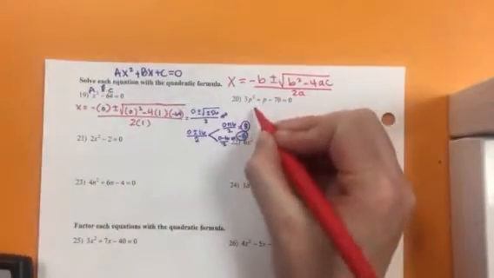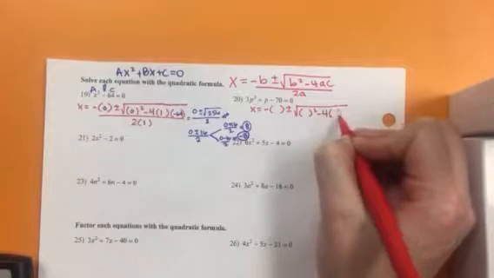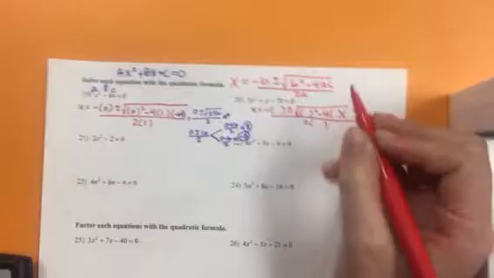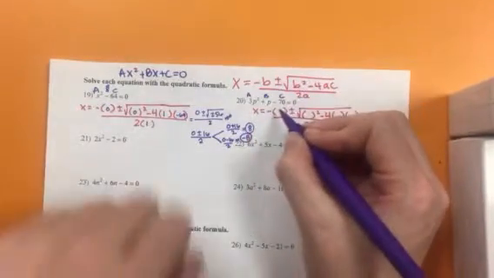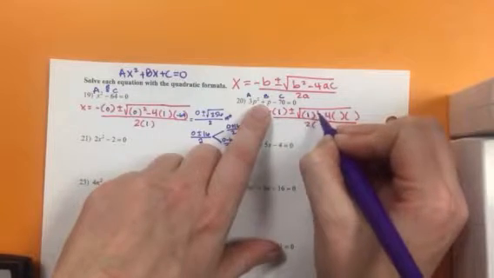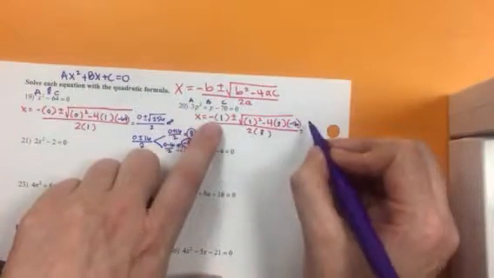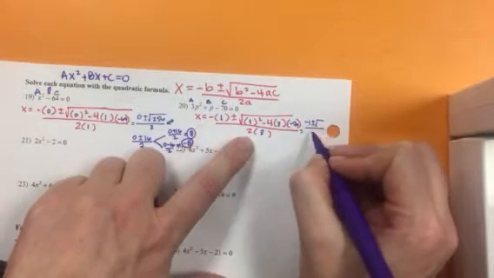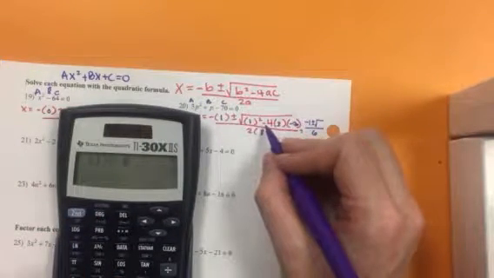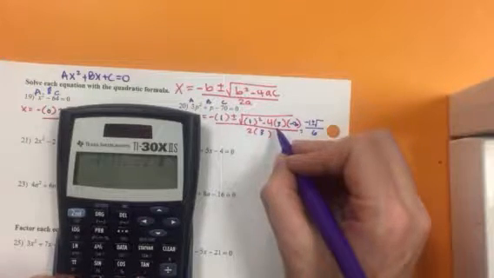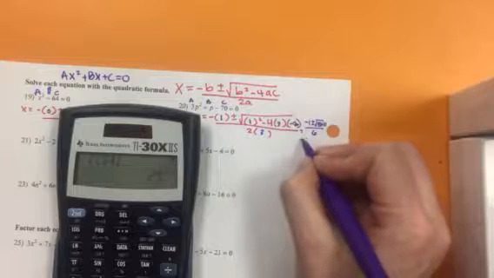On problem number 20, we have x equals negative b plus or minus the square root of b squared minus 4ac, all over 2a. Plug them in. We have a, b, c. So we get negative 1 plus or minus the square root, over 2 times 3 is 6. Let's find out what that equals. 1 squared minus 4 times 3 times negative 70 is 841. The square root of 841 is 29.